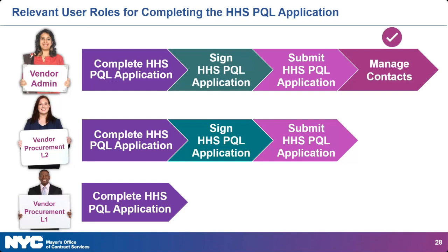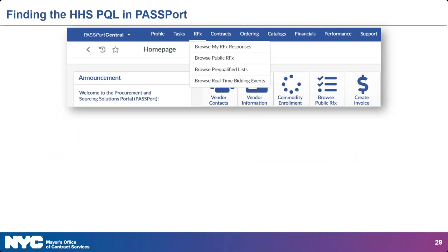Only the vendor admin has the power to manage contacts and provision user roles. The HHS pre-qualification application is in Passport, not HHS Accelerator. To access the HHS PQL application in Passport, we must go to the Browse Pre-Qualified List page.